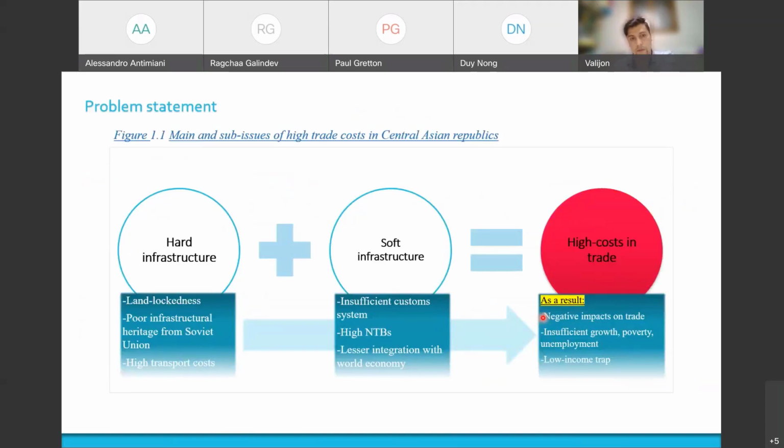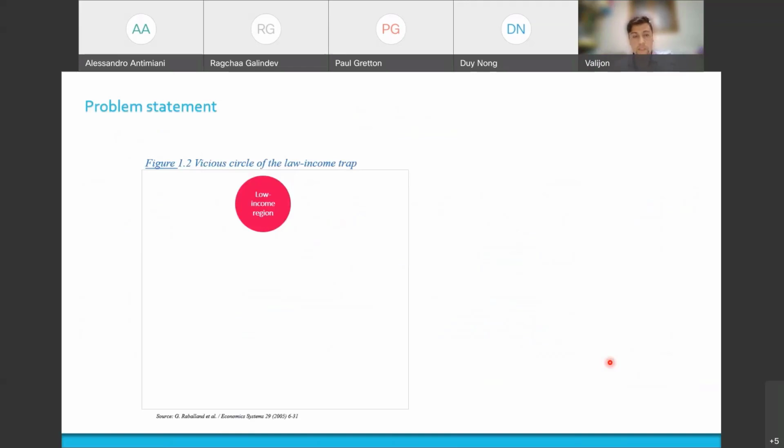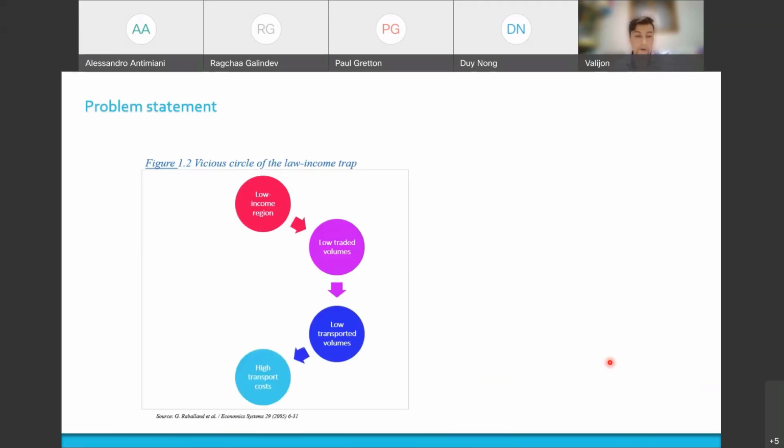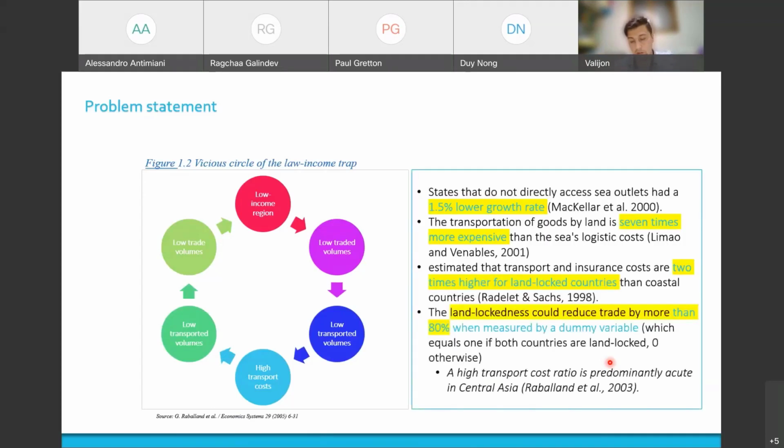So the problem statement is that hard infrastructure and soft infrastructure resulted in negative impacts on trade, insufficient growth, poverty and unemployment in Central Asia, and also a low income trap. What is the low income trap? When you have a low income region, you will have low trade volumes, and then low transport volumes, and low transport volumes lead to high transport costs. High transport costs lead to low transport volumes, then low trade volumes, and low trade volumes again make people have less income. So this is the vicious cycle of the low income trap.